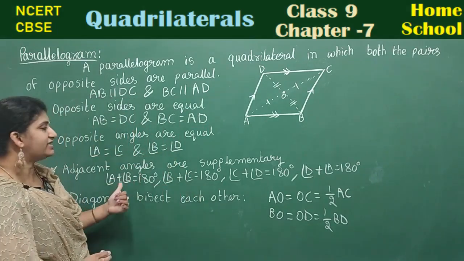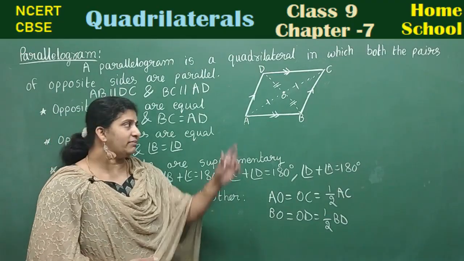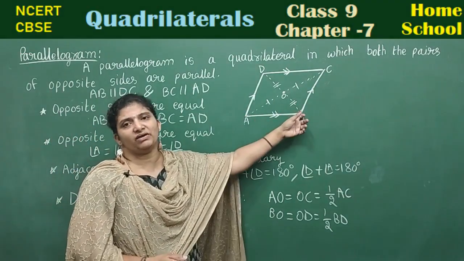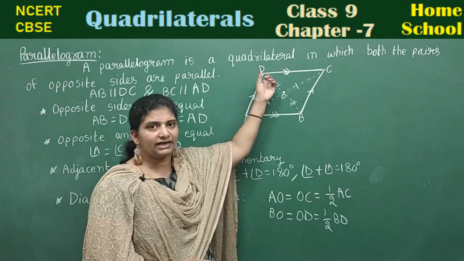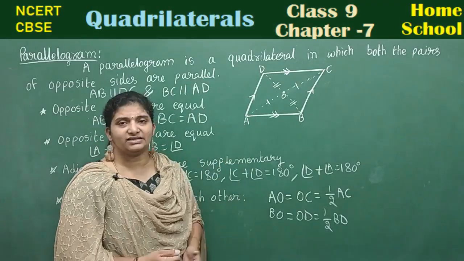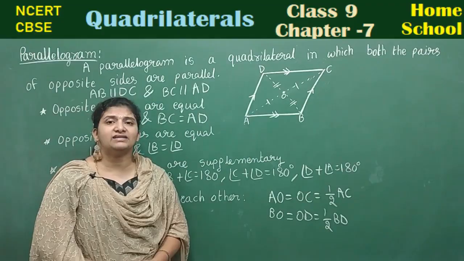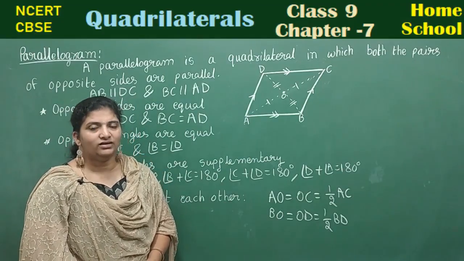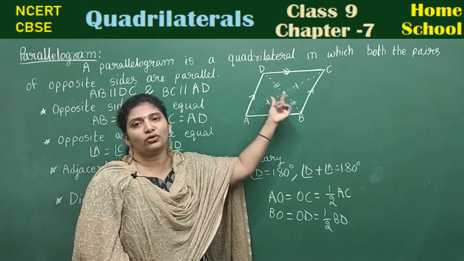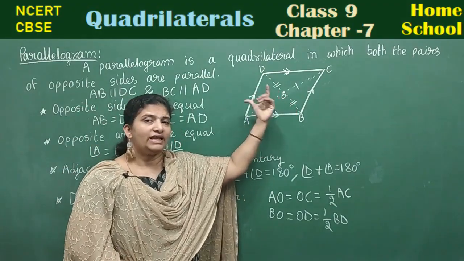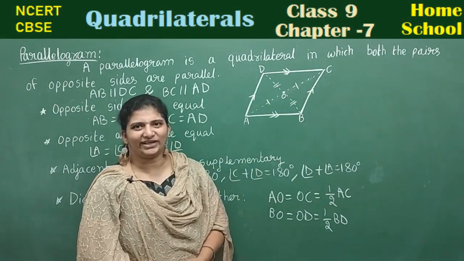Fourth point, adjacent angles are supplementary. Adjacent angles are supplementary means angle A plus angle B is 180, angle B plus angle C is 180, angle C plus angle D is equal to 180, angle D plus angle A is equal to 180 degrees. And your last point, diagonals bisect each other. When diagonals bisect each other, these two diagonals intersect at a point O. When they bisect, AO is equal to OC and BO is equal to OD.